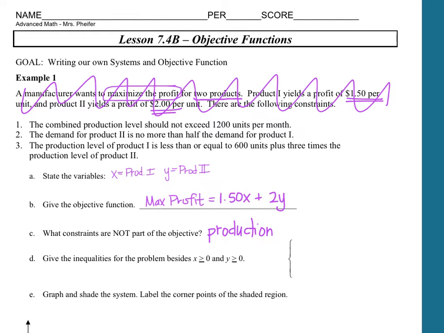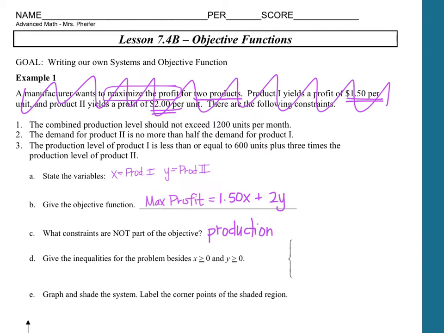Now I've laid it out pretty clearly in this one. There are 3 statements that line up with 3 equations. It's not always going to be this cut and dried, but I thought for our first one we would start that way. So constraint number 1, the combined production level.